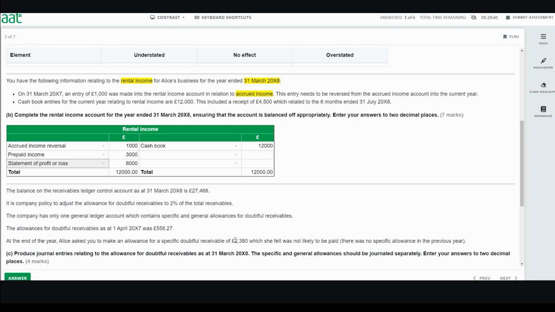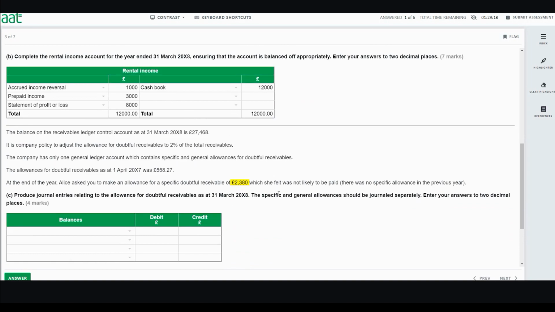At the end of the year, Alice asks you to make an allowance for a specific doubtful receivable of $2,380, which she felt was not likely to be paid. There was no specific allowance in the previous year. So basically what we're saying here is that they feel that $2,380 is not going to be paid. So that's going to be a bad debt, a specific bad debt.